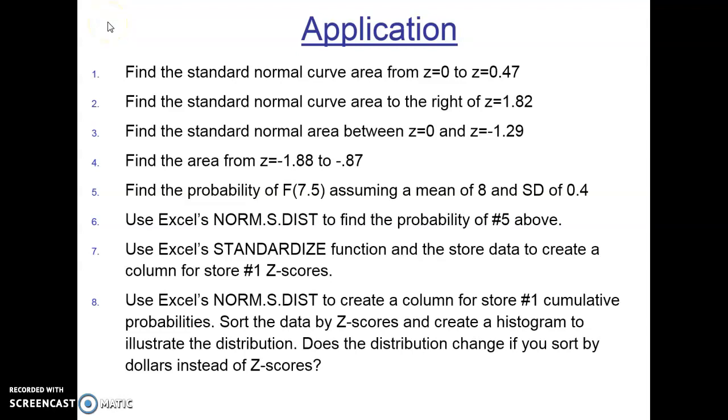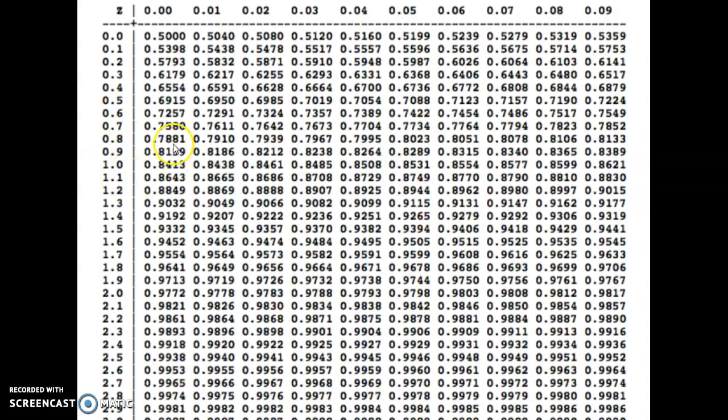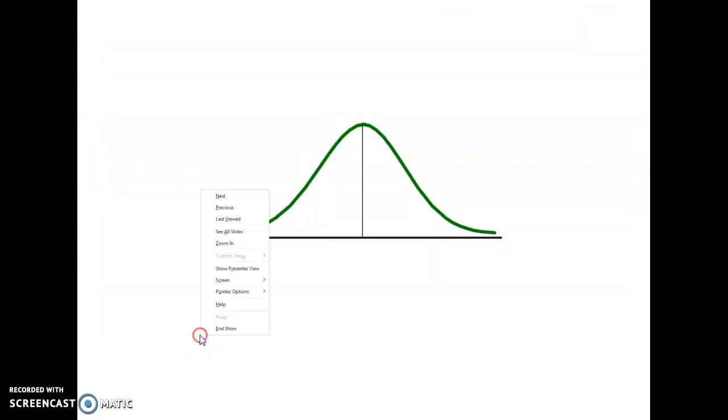All right, picking up from the last video, in this video we're going to go through the application. And number one says find the standard normal curve area from z equals 0 to z equals 0.47. Now what I recommend you do is before delving into the table, you actually draw this out. Just gives you a little bit of an illustration to better understand what you're doing.